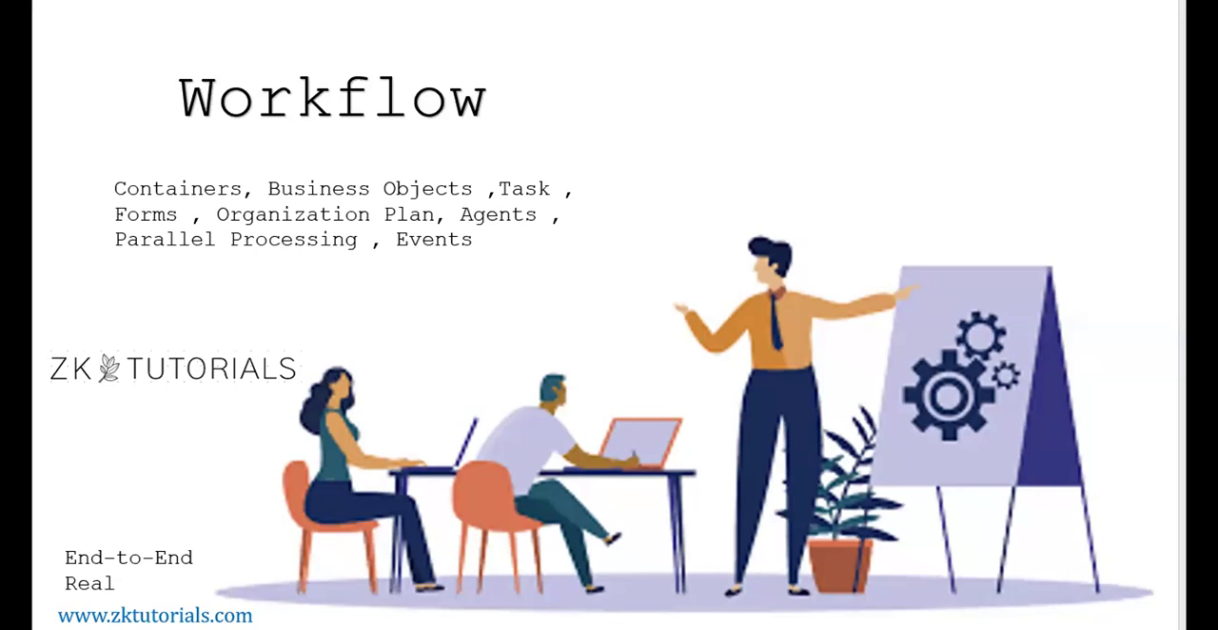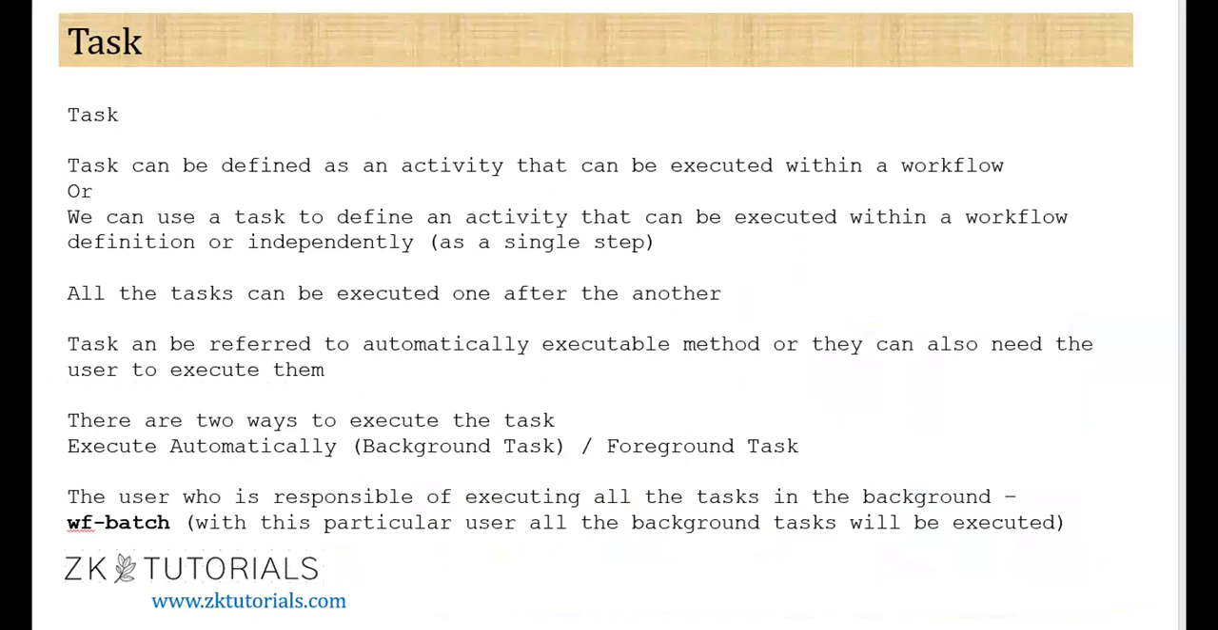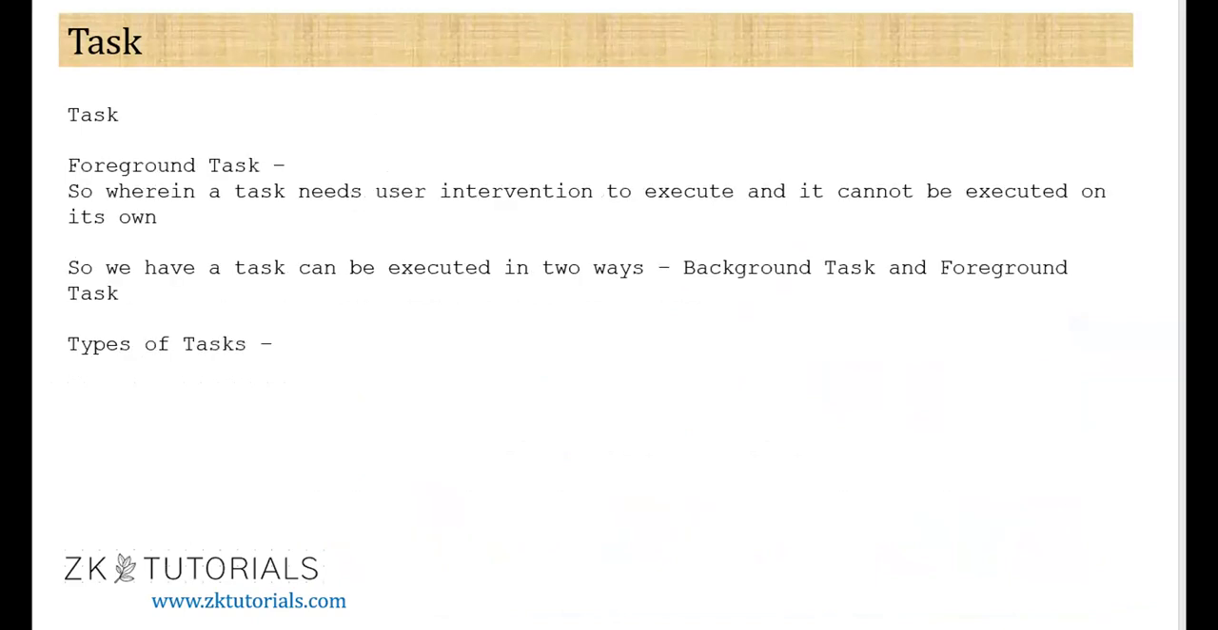So guys, in our last session, we discussed what a task is. A task can be defined as an activity that can be executed within a workflow. We have seen how we can execute our task. A task can be executed in two ways: one is as a background task, and another is in the foreground. What are background and foreground tasks, guys?